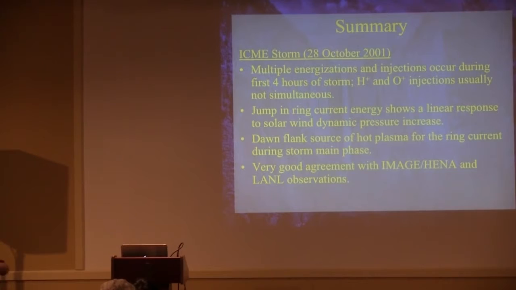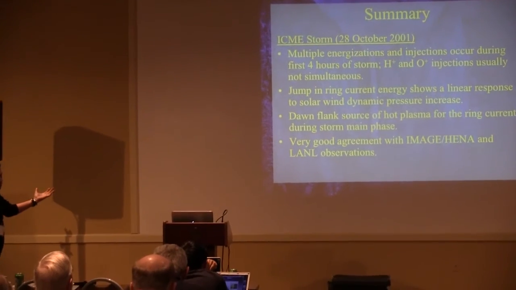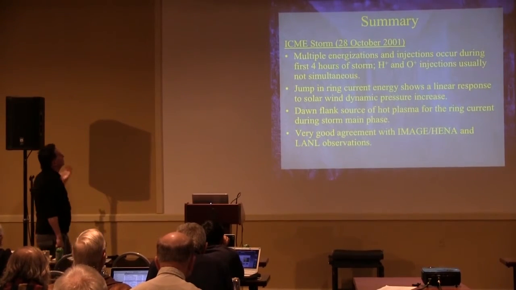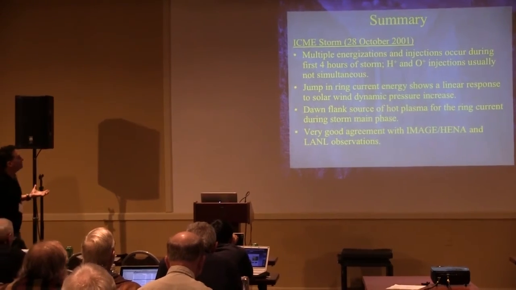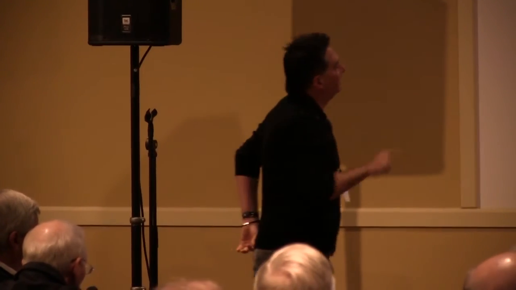For the CME storm, what we saw were multiple energizations and injections during the first 4 hours, which we've modeled, but the H+ and O+ injections were usually not simultaneous. The jump in ring current energy density was a linear response to the solar wind dynamic pressure. The solar wind dynamic pressure increased, the energy density went up, and I'll talk a bit more about that in the second talk that I'll be giving.